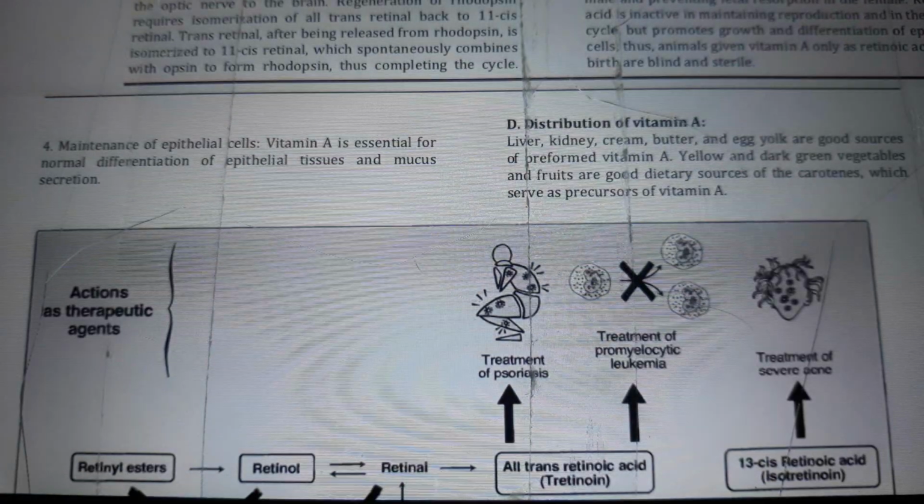Reproduction. Retinol and retinal are required for normal reproduction, supporting spermatogenesis in the male and preventing fetal resorption in the female. Retinoic acid is inactive in maintaining reproduction and the visual cycle, but promotes growth and differentiation of epithelial cells. Thus, animals given vitamin A only as retinoic acid from birth are blind and sterile.